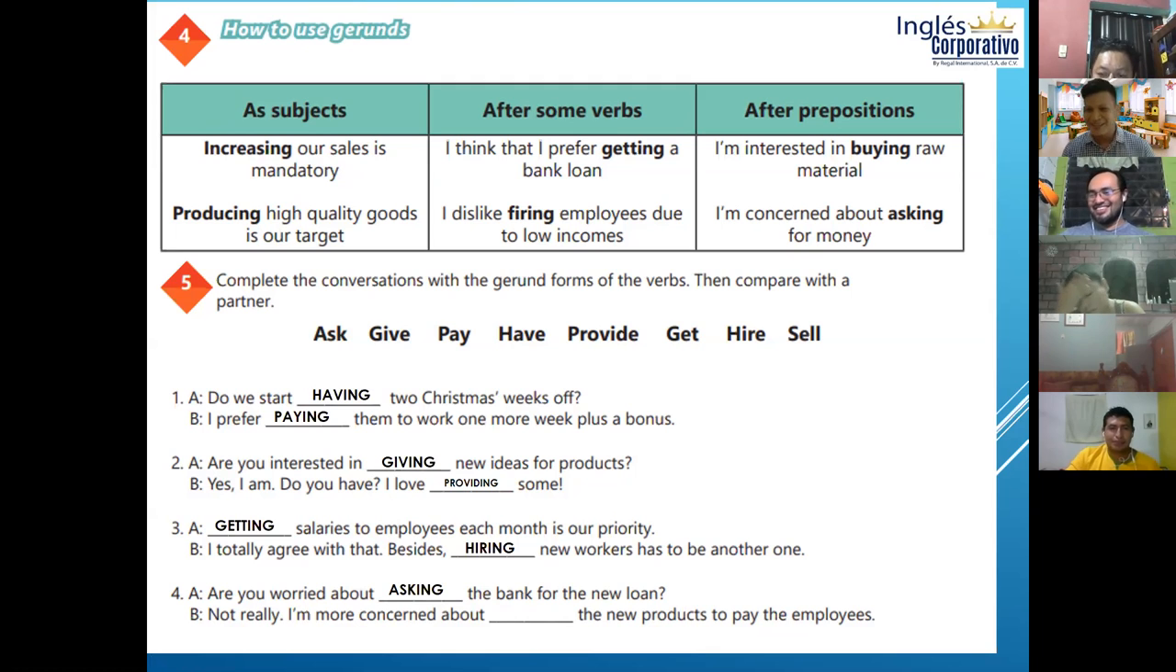I like esa preferencia. I receive money, right? Okay, good. Okay, veamos acá. The last one. Not really. What about this one? Selling. Selling? Are you sure? Yeah. Selling. Carlos René, help me to read this one, please. Not really. I'm more concerned about selling the new products to paid employees. Thank you. Really nice. Amazing.